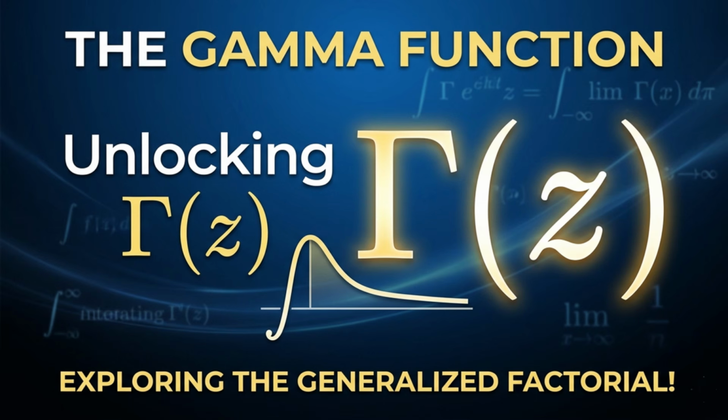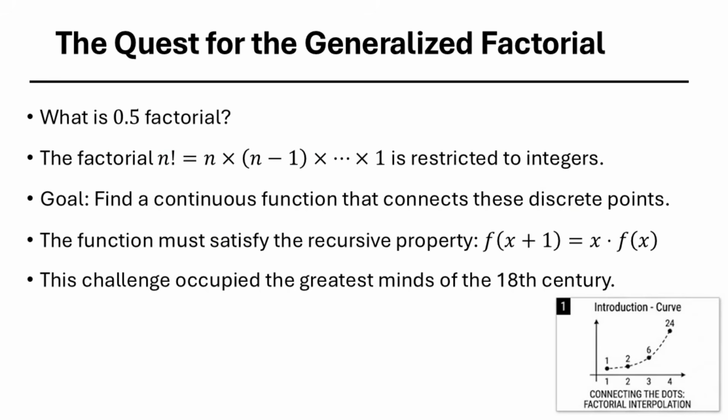Welcome to a journey into one of the most beautiful and influential functions in mathematical history. If I asked you what 5 factorial is, you would quickly calculate 5 times 4 times 3 times 2 times 1 to get 120. But what if I asked you for the factorial of 0.5? Or what if I asked you for the factorial of a complex number?